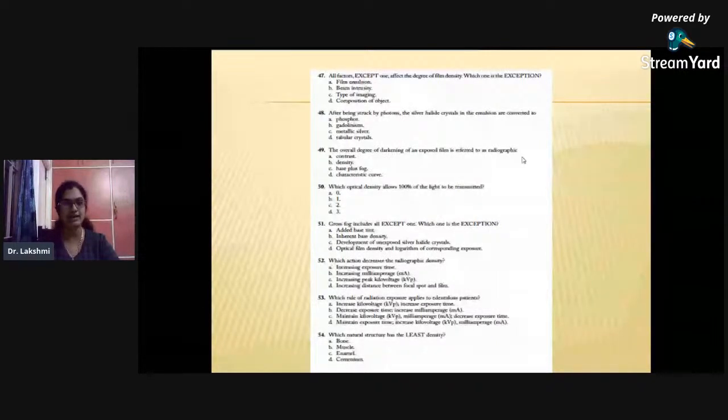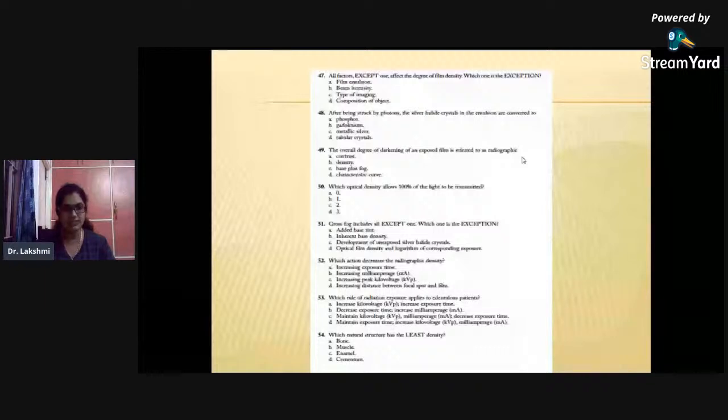Okay. So 49th question. The overall degree of darkening of an exposed film is referred to as radiograph. B. That is density. Okay. So 50th question. Which optical density allows 100% of the light to be transmitted? Answer is A. That is 0. Okay. 51st question. Gross fog includes all except one. Which one is the exception? The answer is D. Optical film density and logarithm of corresponding exposure.